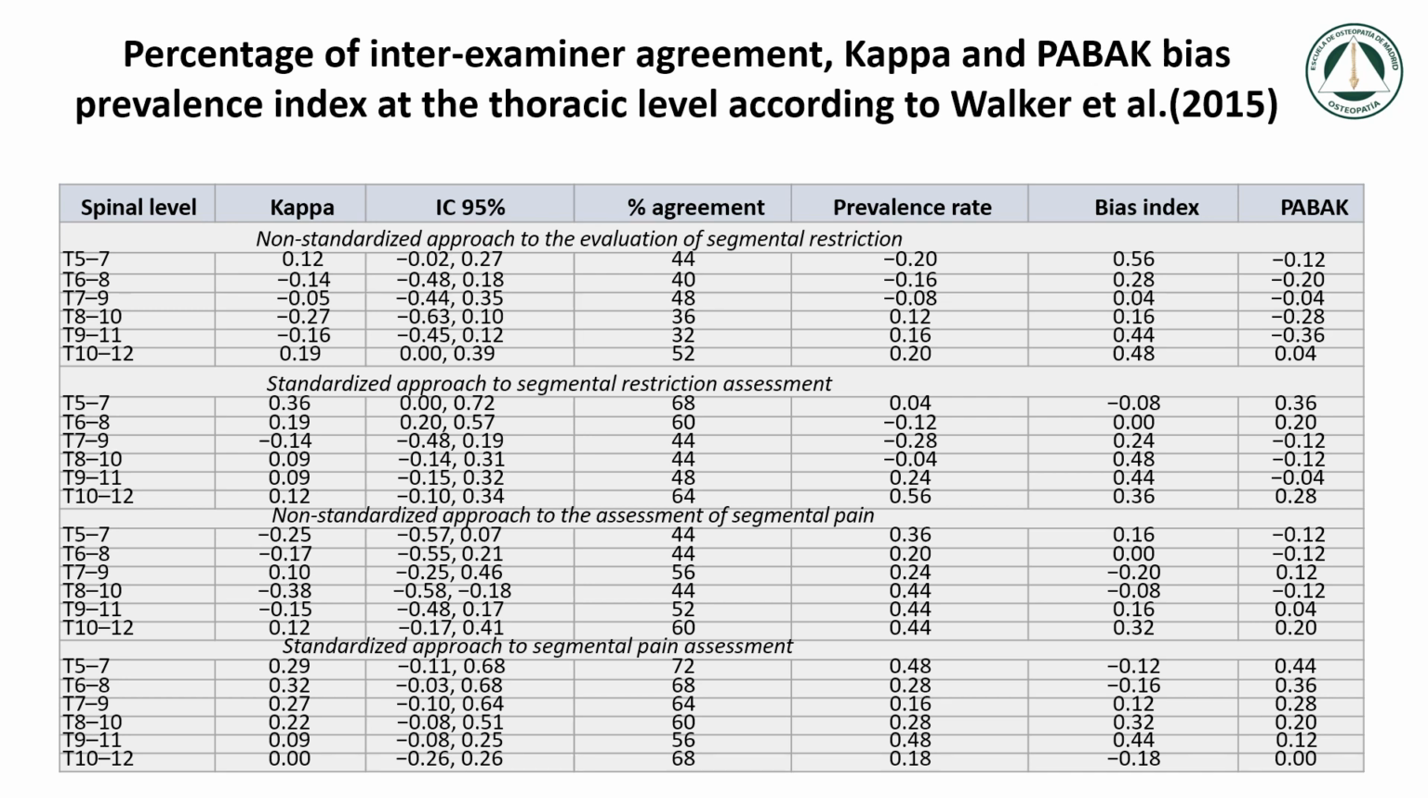According to Walker et al., 2015, the results for inter-examiner reliability were poor for movement restriction and pain. There was a poor, low level of agreement between examiners, both for joint stiffness and pain location.